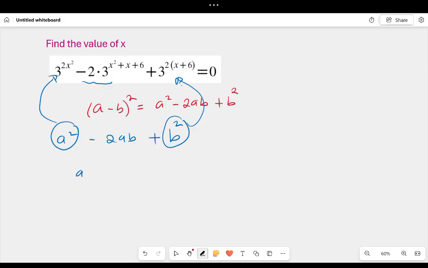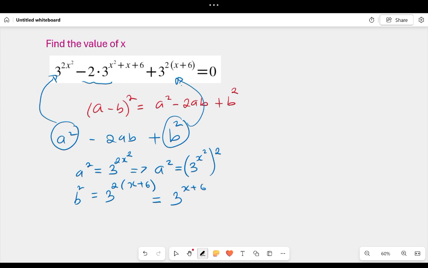We are going to say a squared is simply equal to 3 to power 2x squared. So 3 to power 2x squared. Now this can also be written as a squared is simply equal to 3 to power x squared, and then to power 2. Now let us examine b squared. B squared is also equal to 3 to power 2, then you have x plus 6. This one can also be written as 3 to power x plus 6, and then all this squared.